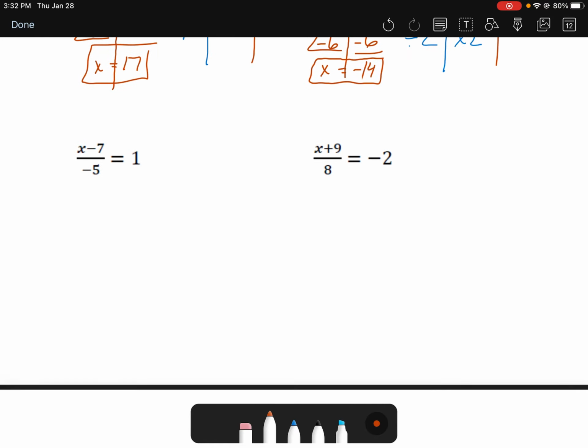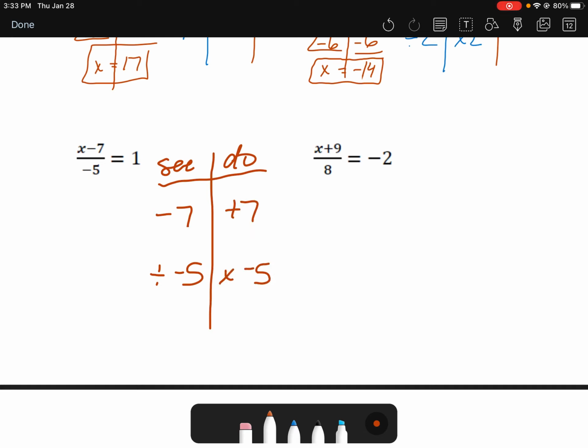All right, I have 2 problems down below here. I just want you guys to pause the video and try to make a CDO table on your own. So pause the video. Okay, assuming that you tried them out on your own. Doing the C side and then the do side. Again, we're worrying about what's going on in the numerator first. So up there, I see that I'm subtracting 7. After the x is being subtracted by 7, then I am dividing it by negative 5. So to go over to my do side, I'm going to multiply by negative 5 and then add 7.